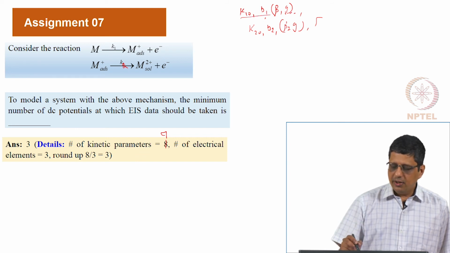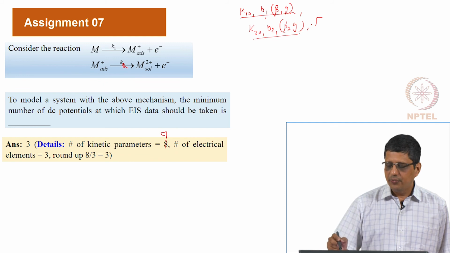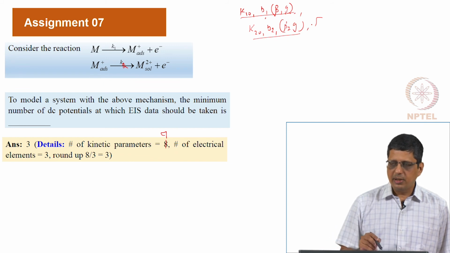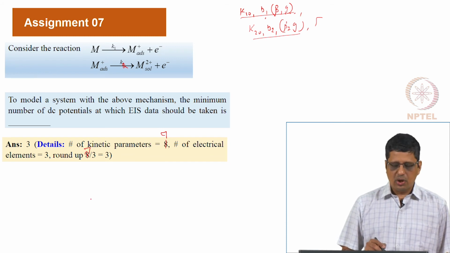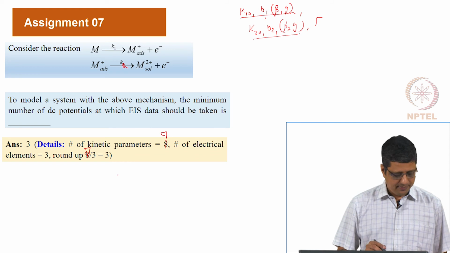Okay. So, we have 3 fitting parameters for K1, 3 fitting parameters for K2, and of course, one parameter gamma. We have a total of 7 kinetic parameters. 7 by 3, when you round it up, that becomes 3.